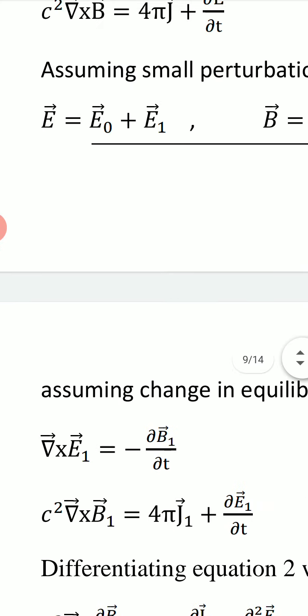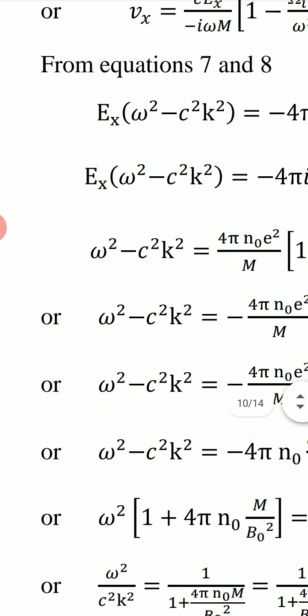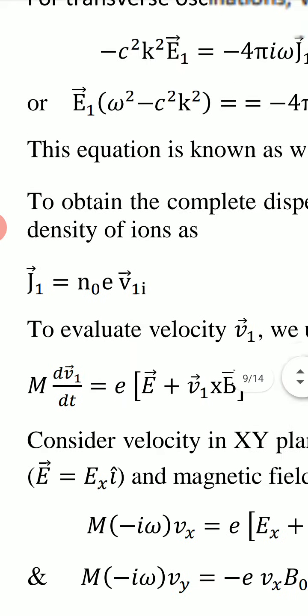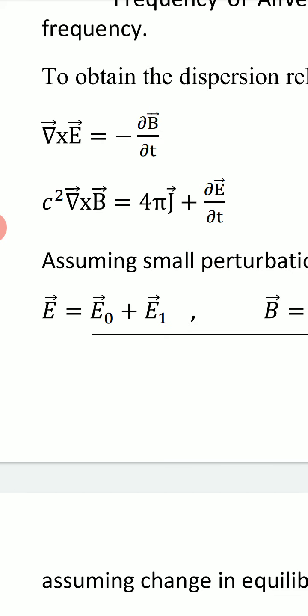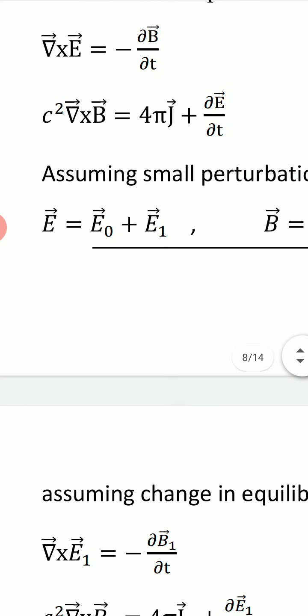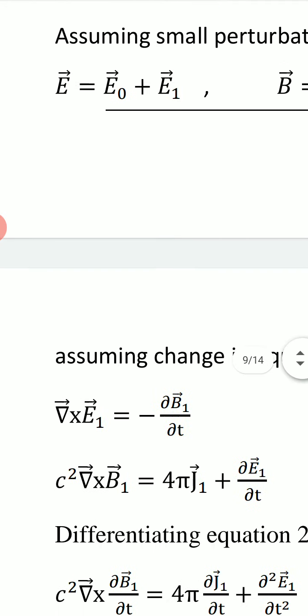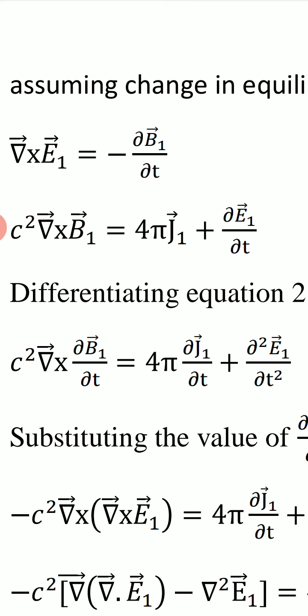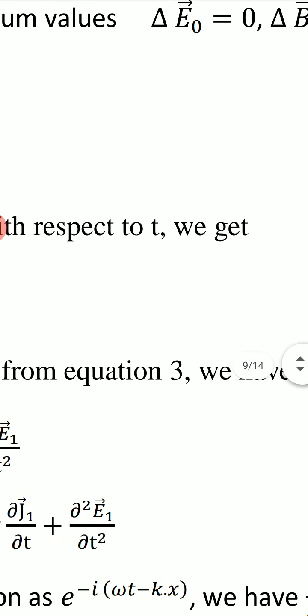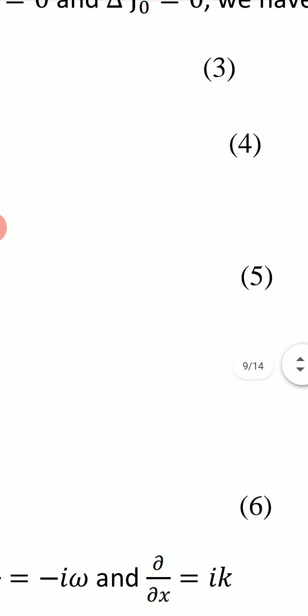These two equations can be obtained directly from these two equations 1 and 2. Replace E by E1, B by B1 and J by J1. Now E1, B1 and J1 are the small changes in the values of E, B and J. We now have these two equations for E1 vector, B1 vector and J1 vector. Write these two equations as equations 3 and 4.